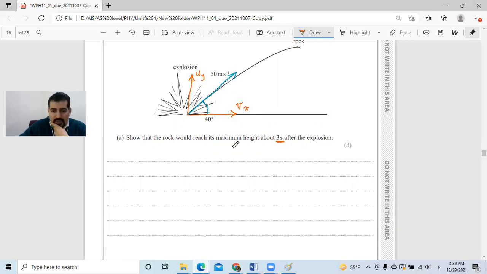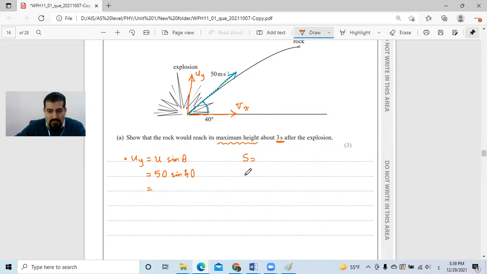Because they ask about maximum height, do I think horizontally or vertically? Vertically, exactly. So first step, I have to find the initial speed in the y-axis, which is u sine theta, which is 50 sine 40. How much is the answer? Then second step, I will think about what?